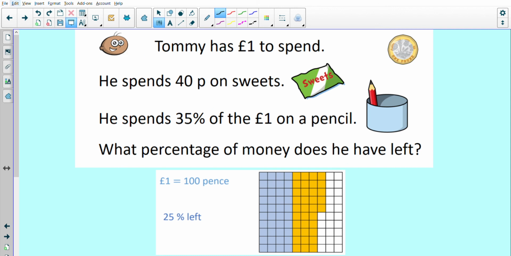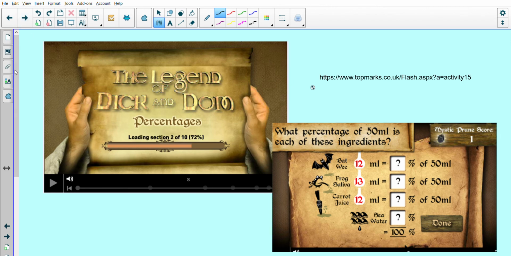Right, so keeping it quite short and sweet today, what I want you to do is to go on the Legend of Dick and Dom percentages game. It's a Top Marks game. You'll need to enable Flash. Have a click on the link in the video description and have a play. You'll be working out percentages of amounts.